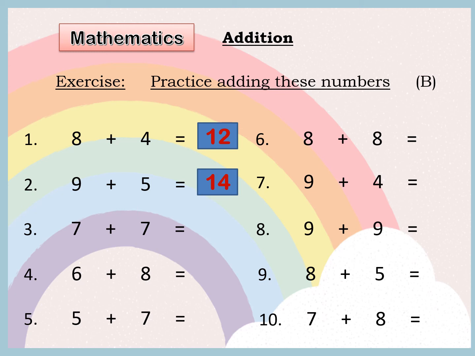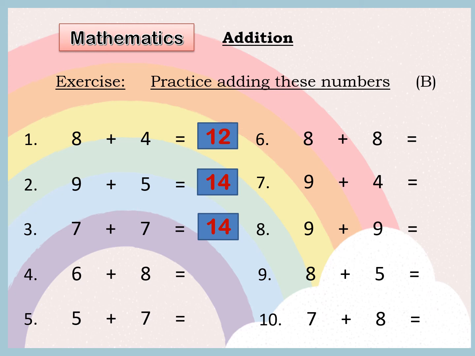Next, we have 7 plus 7. It's still the same. The numbers are the same, 7 and 7. So there is no smaller or bigger number because 7 and 7 are the same. So put 7 on your head, remember number 7, and count 7 fingers. 7 fingers plus 7. 7, 8, 9, 10, 11, 12, 13, 14. 7 plus 7 equals 14.